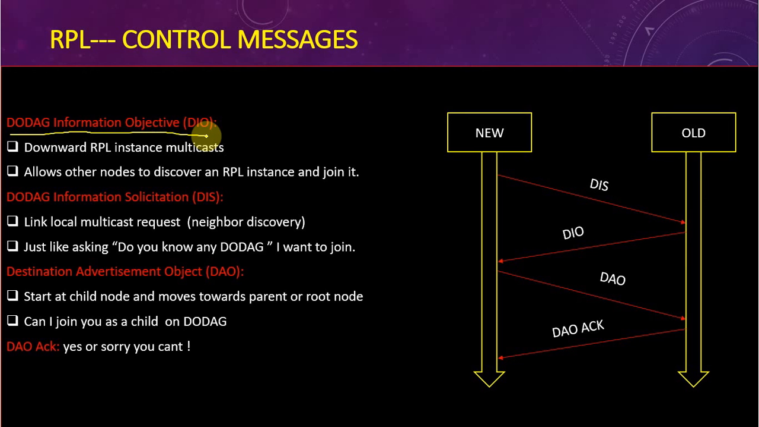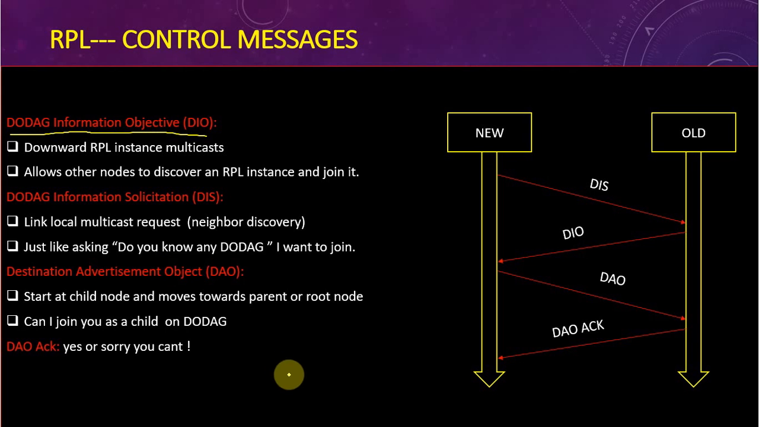Then coming to the DODAG information solicitation, that is DIS. It is a link local multicast request. Let us say a node is present and it will send a request to join the DODAG. If you want to join a DODAG, then you will send a request, just like asking, do you know any DODAG? So one node is present.